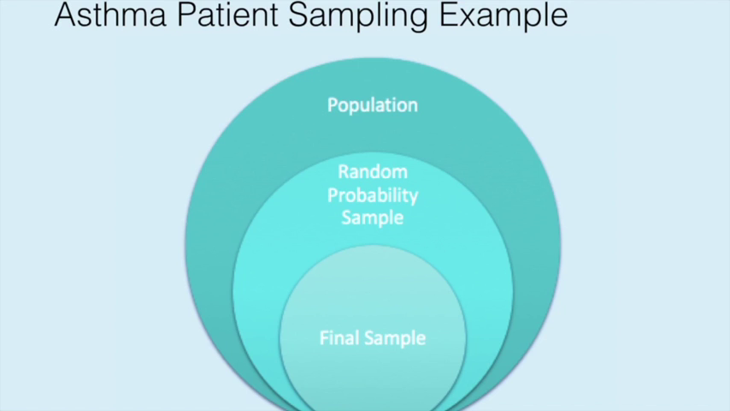After we contact them, there's approximately 950 that get back to us and say that they're willing to participate. That would be our final sample. So that's how we go from the population to the sample to the final sample.